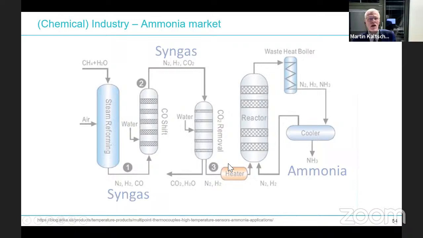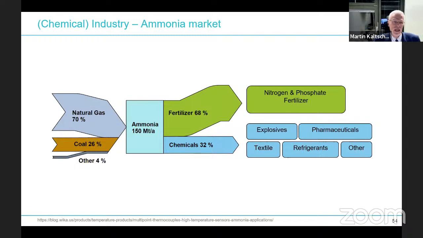When we look at the market at the moment, about 70% is produced from natural gas, about 26% from coal, and the rest from others. And about two-thirds of the ammonia production goes into fertilizer, and about 32% into chemicals, such as explosives, pharmaceuticals, textiles, refrigerants, and others. So this is what we see.